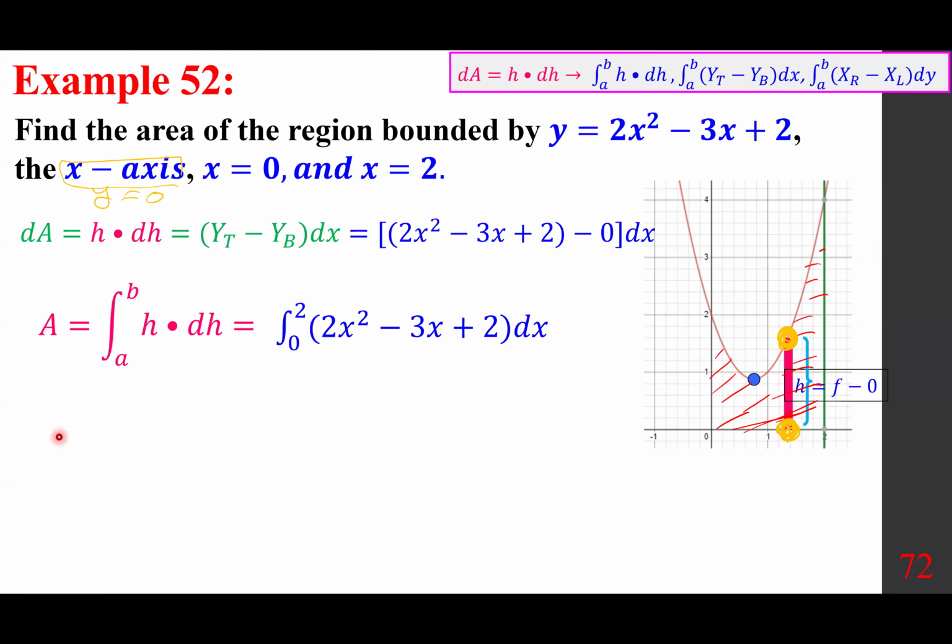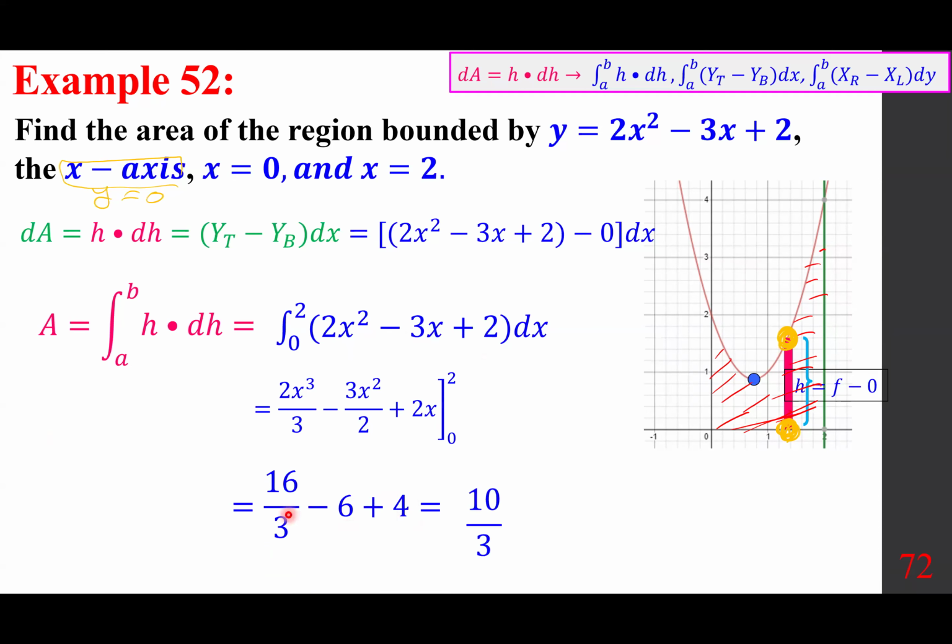Because if you understand one question deeply, the rest of them follow easily. So this is 2/3 x cubed minus 3/2 x squared plus 2x from 0 to 2. 0 doesn't do anything. You plug in 2. 16/3 minus 6 plus 4, and this is negative 2. Okay, this becomes 10/3. I'm assuming evaluation is elementary, so we don't worry about that too much.